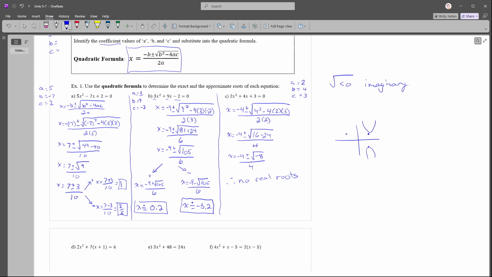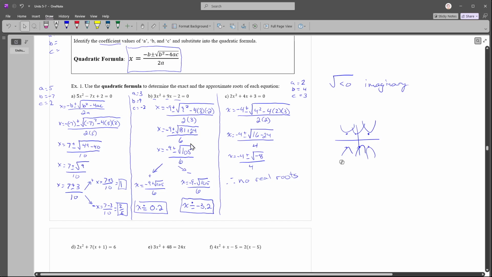And it doesn't really matter which side it's on or where it is. If it opens up and it's above that x-axis, it's never going to touch it. So in that case, you have no x-intercepts. Okay? So this is when we get no real roots. That doesn't mean the equation isn't valid. It just means that it has no real roots. Okay. So that's the core of the lesson. But let's carry on and do some more examples, and then we'll apply this a little bit.